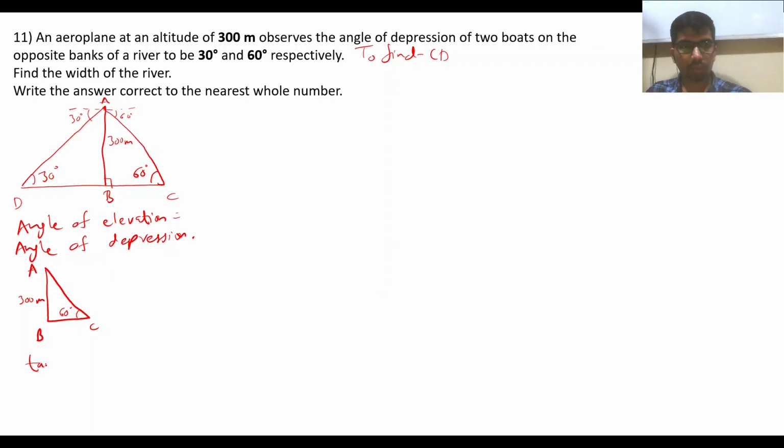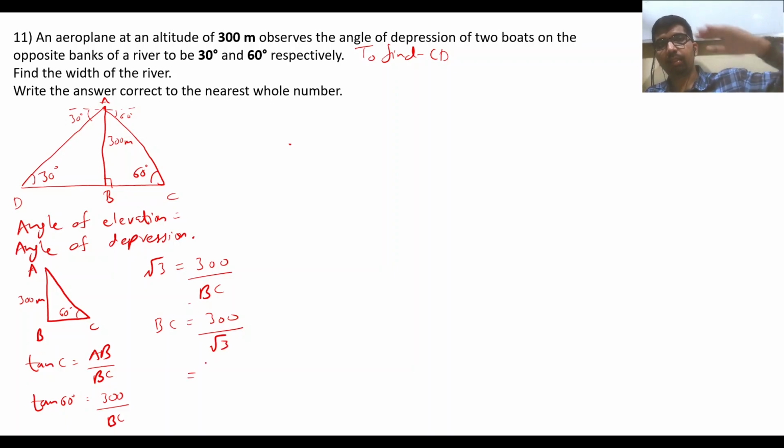So tan C formula लगाओ. Tan C is opposite. AB upon BC. Tan 60. AB का वैल्यू 300 है. BC नहीं पता. रूट 3 बराबर 300 अपॉन BC. तो BC क्या हो जाएगा? 300 अपॉन रूट 3. Now see, I want रूट 3 का अंदर जो भी है रूट के अंदर क्या 3 है. So write 3 as what? 3 into 100 first upon root 3.